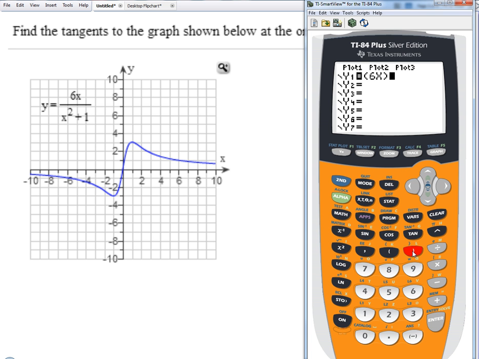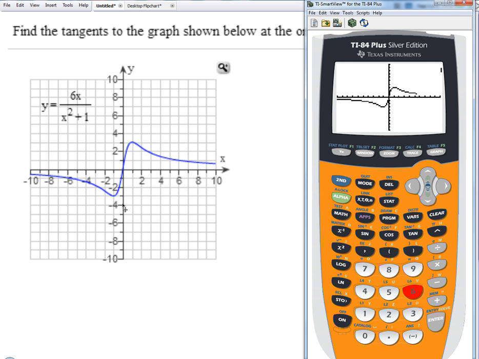So I get 6x divided by the quantity x squared plus 1. Okay, and I'm just going to go zoom 6 so I get the same window. And if I want to find, let's do how about if we just do the one at the origin? If we have time, we'll do one more, but at the origin.